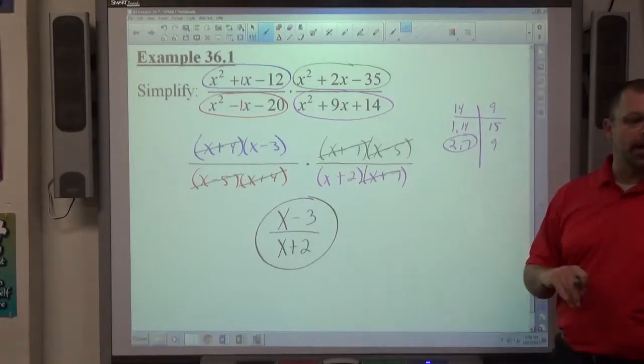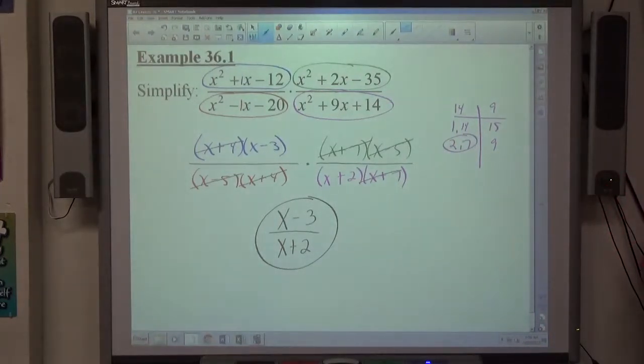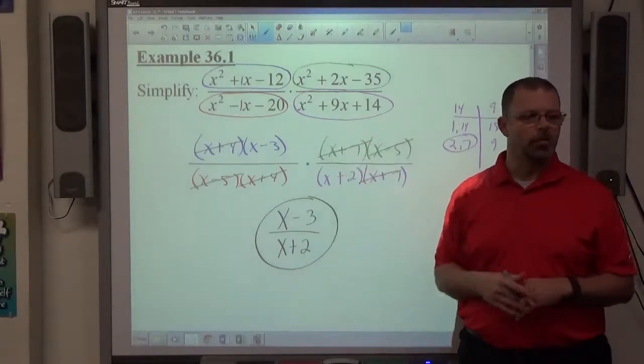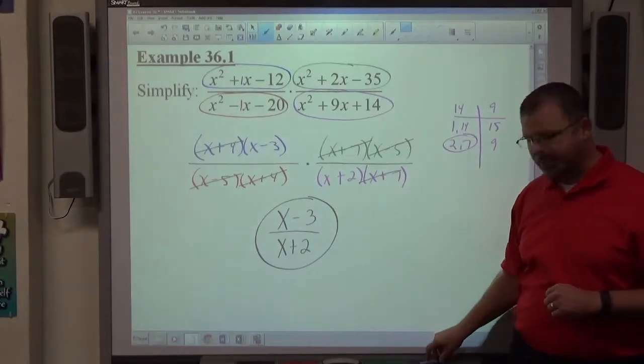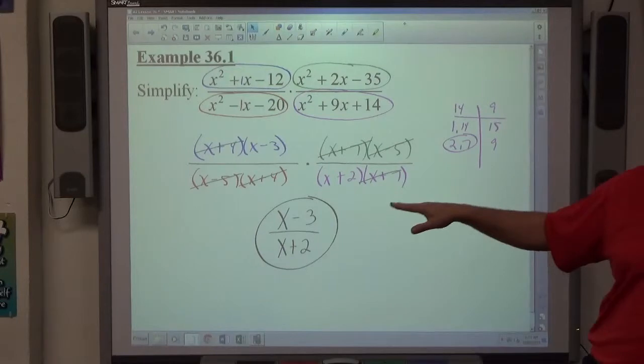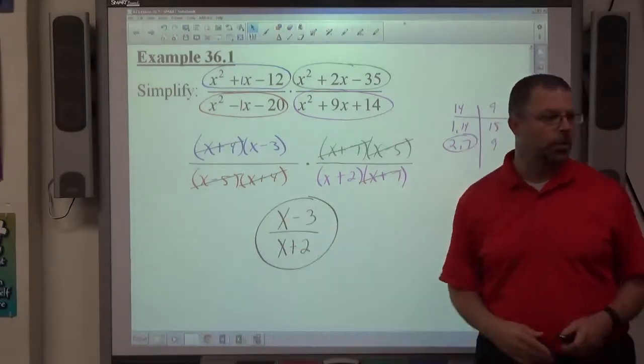If you happen to end up with more than one thing on top and/or bottom, you should multiply it back together. Let's say there's x minus 3 and an x plus 4. You multiply those back together, get whatever you get out of that. So make sure that you do go all the way to the end, where it's a completely simplified top over a completely simplified bottom.